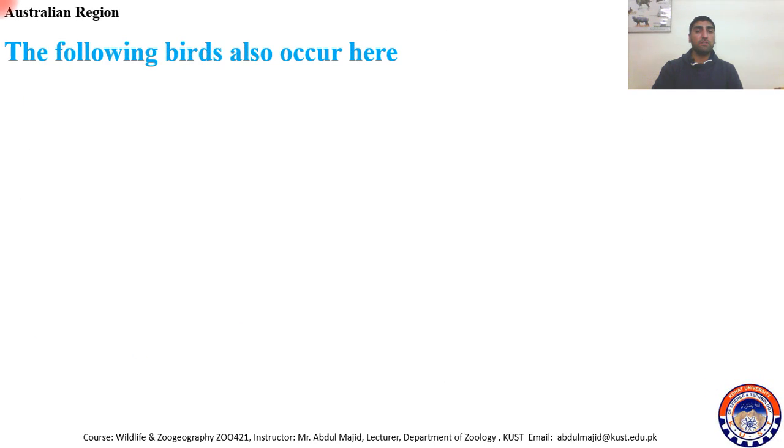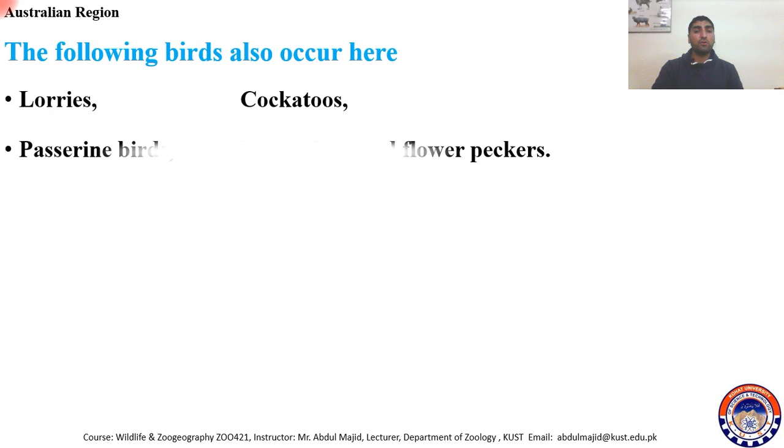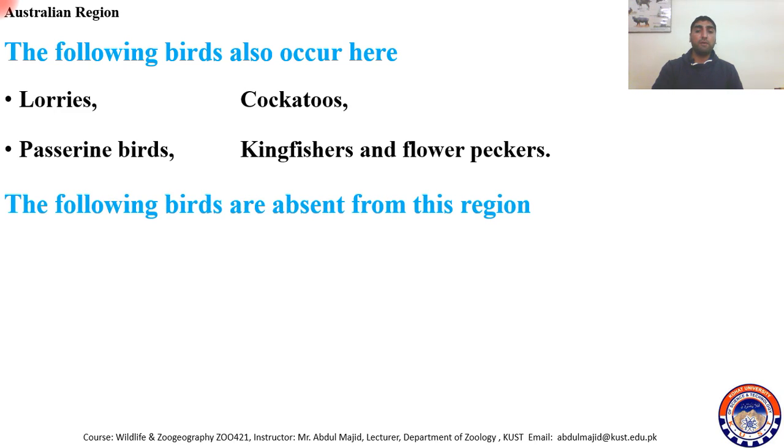Now let's talk about the general bird fauna. So these lorises, lories, cockatoos, passerine birds, kingfishers, flower peckers, and these are common. Like they are found in many other regions of the world, and also they are present in this region.